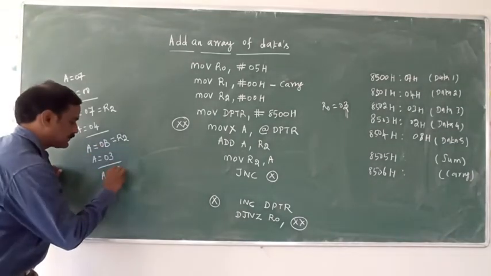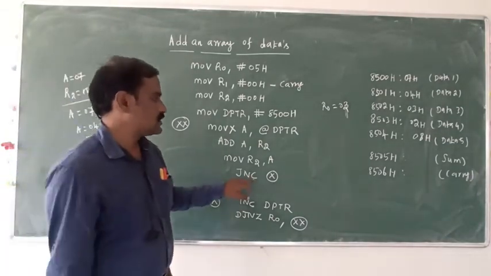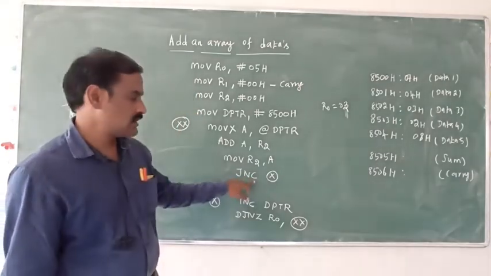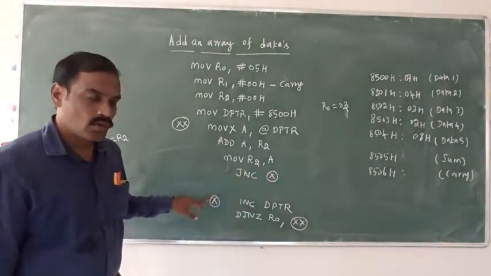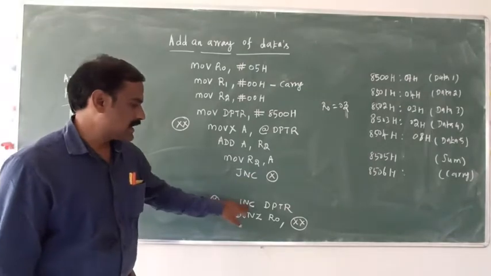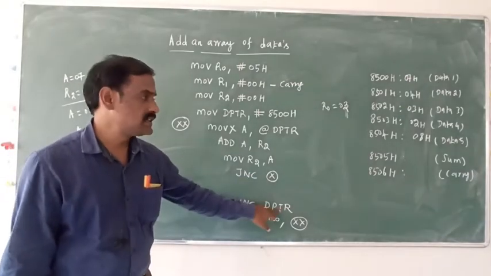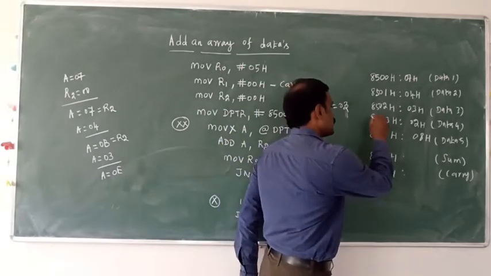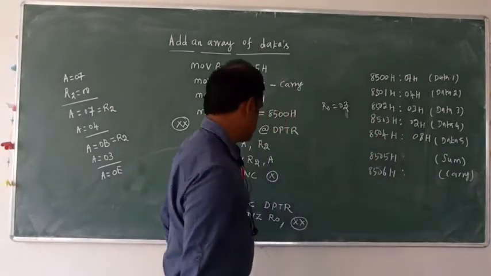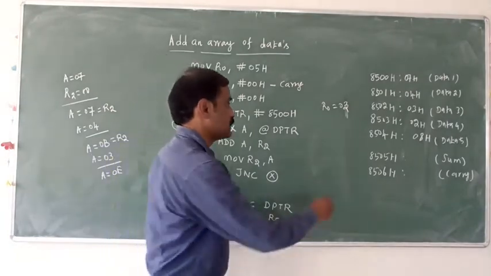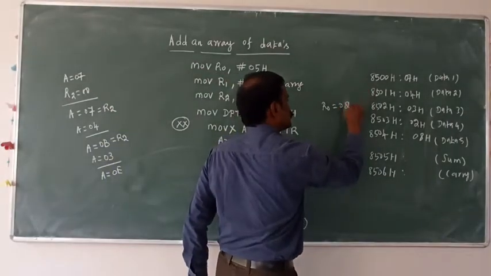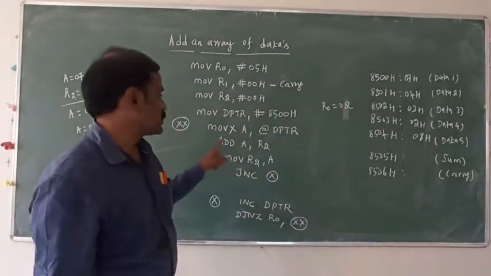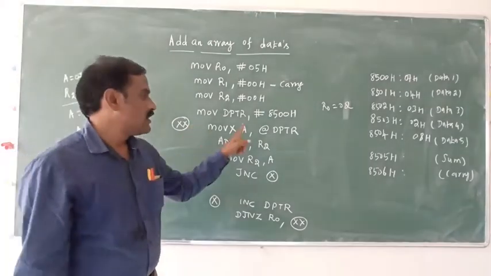Now 0E is in the A register, and then we check the result whether there is a carry or not. Now the result is no carry. No carry means jump to here, and again increment the data pointer address. Now the data pointer address will be incremented to the 8503 memory address location, and then decrement R0. Now R0 is 02. Now check whether it is 0 or not. Not 0, so again jump to here.